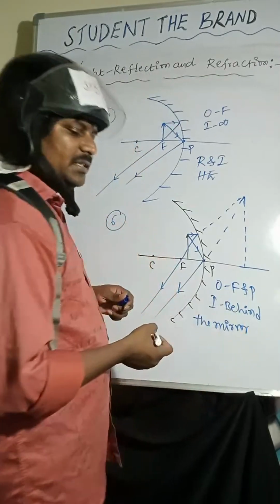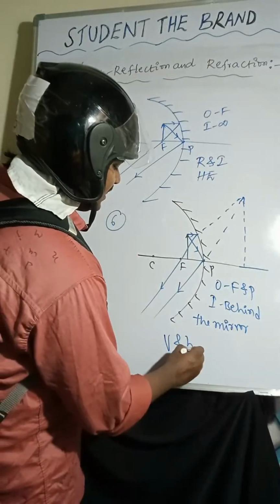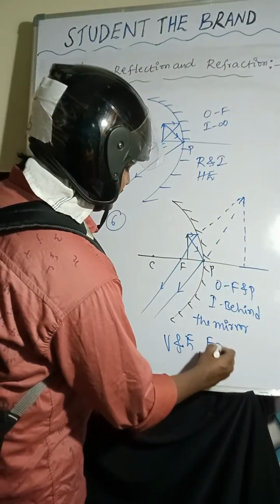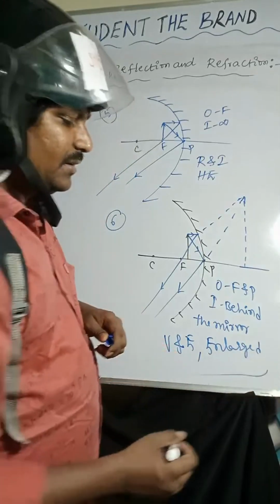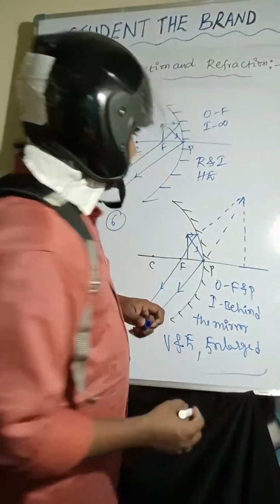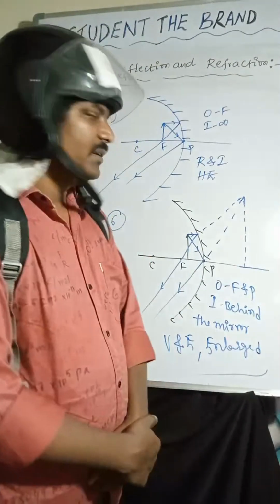Nature of the image is virtual, erect and enlarged. I hope it is very clear, right? So this is about image formation of concave mirror.